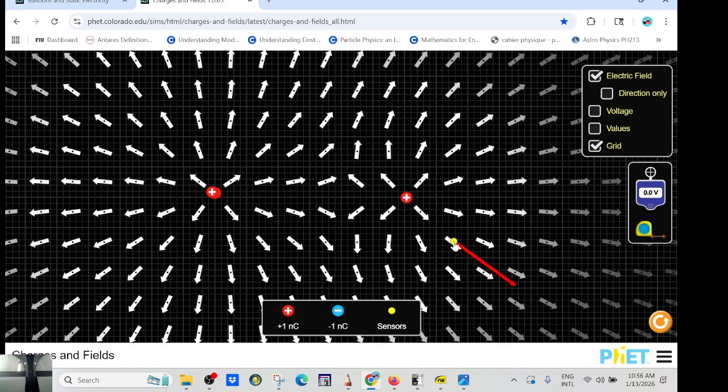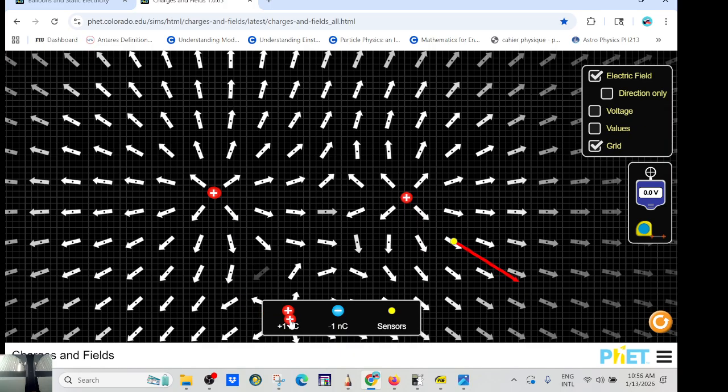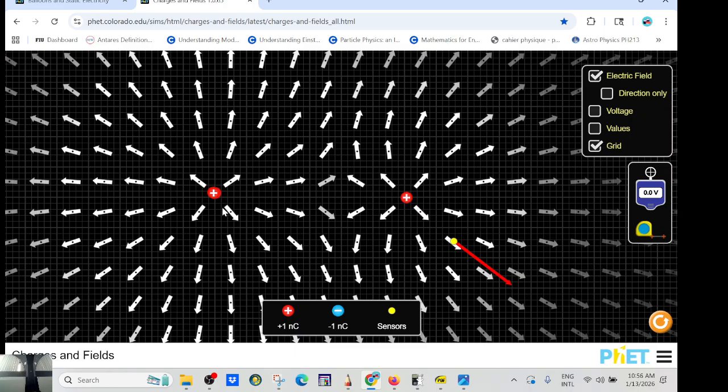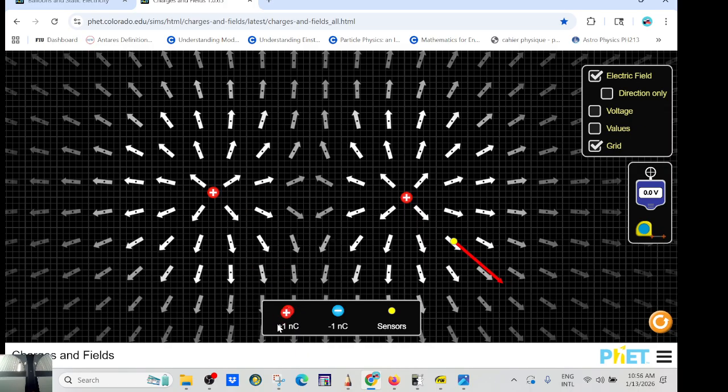Is that clear? Now, if I have the same charge, 1 Coulomb and 1 Coulomb, the place will be just at the center, right? The place will be just at the center here, 1, 2, 3, 1, 2, 3, because the charges are the same.